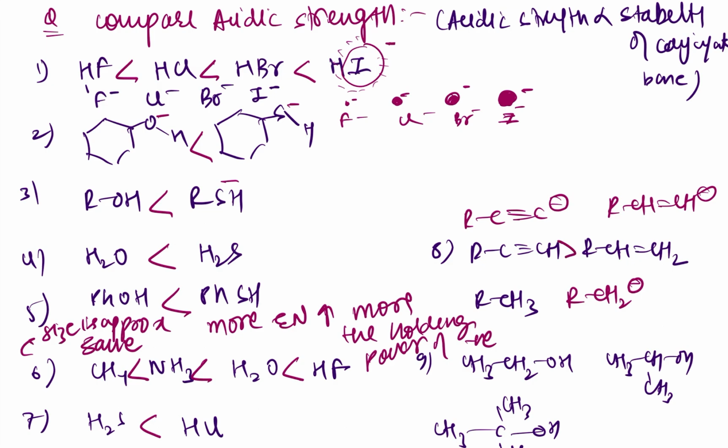So here it is the more acidic because sp has more electronegativity than this. Next, this is 1 degree, this is 3 degree, this is 2 degree, this is 1 degree. With O minus, the 2 degree has more plus I effect, and the third has the most plus I. The largest plus I is in the third, so its stability is reducing. So first, second, third will be the order of acidic strength.